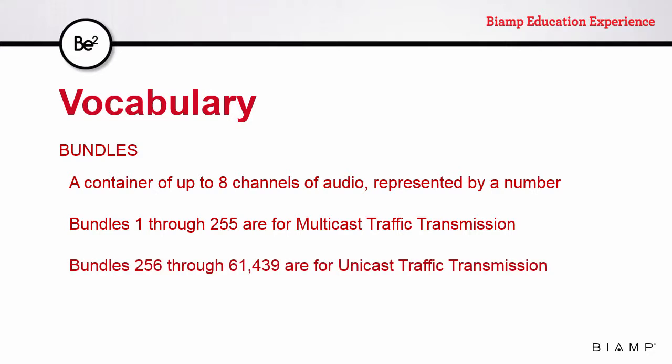Numbers 256 through 61,439 are for unicast traffic, or one source to one destination routing on the network. The bundles above 61,439 are private bundles, reserved for manufacturers and their software use, and so you won't have to deal with those.